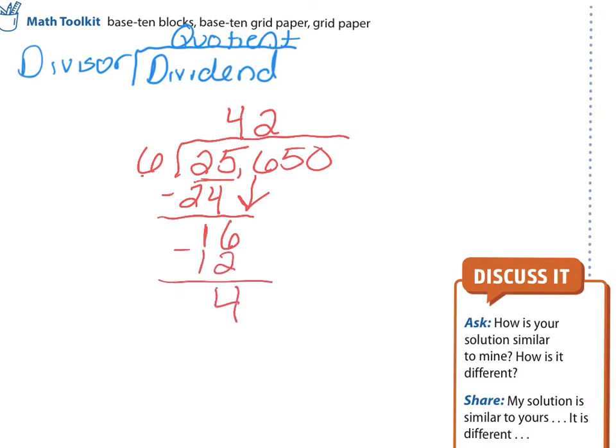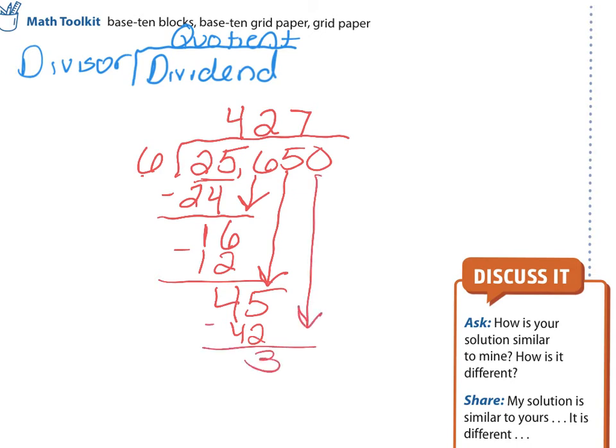Subtract, you're down to 4. Next number comes down. We're going to use every single number here. Now we're looking, how many groups of 6 get us close to 45? Well, 6 times 6 is 36. 6 times 7 is 42. So 6 times 7 is 42. 3 left over. I'm going to bring my last digit down, which gives me a 0.